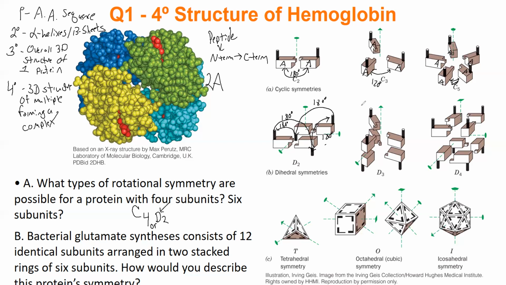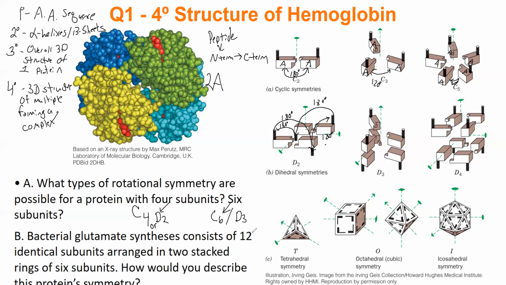And each of these symmetries is just showing you what's going on here. I don't have a C4 pictured, but it's possible to be in a C4. For a 6 subunit, your options, if you're just talking about cyclic and dihedral, would be a C6 or a D3. So that's how the numbering system goes, right? For D, to know how many subunits are in this dihedral symmetry, you take this number and multiply it by 2. The cyclic tells you right in there how many subunits there are.